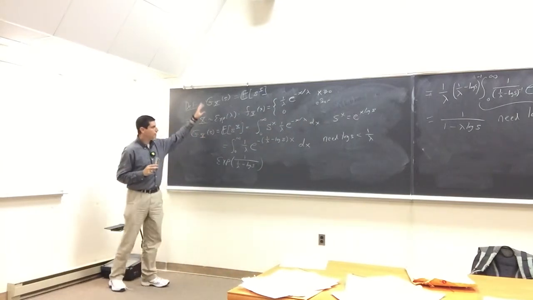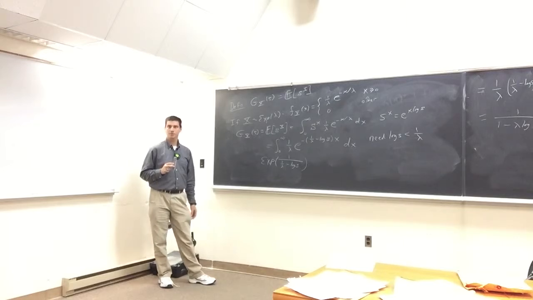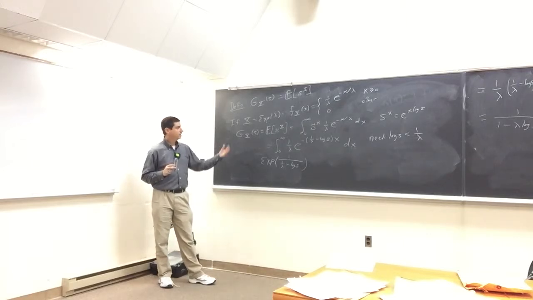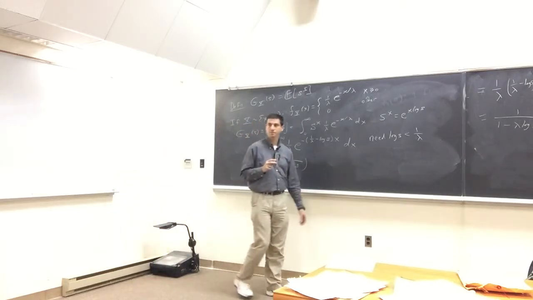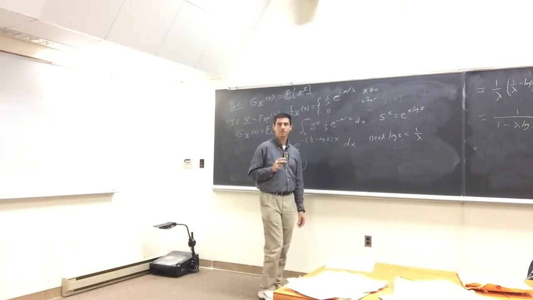Okay, any questions on how we do this calculation? So here, the generating function is not going to exist for all values of s, but it will exist for s in a certain region. Okay.